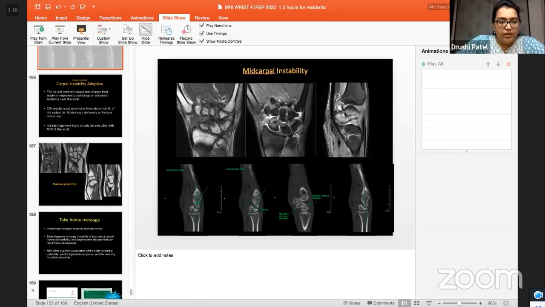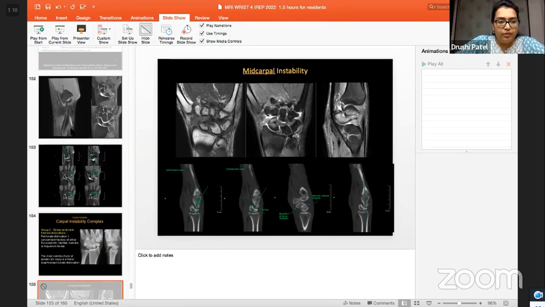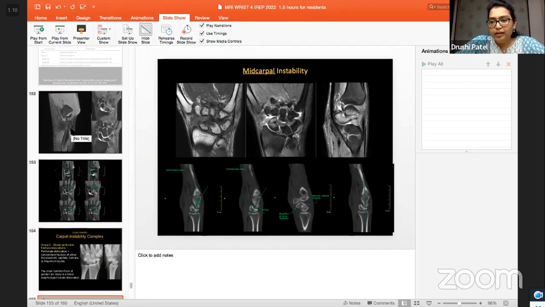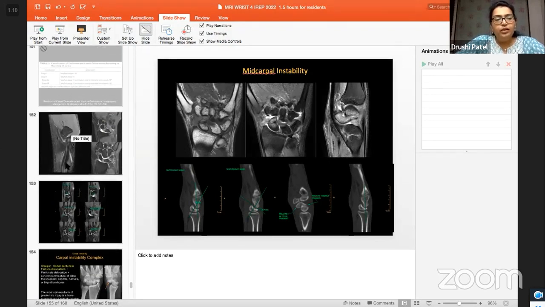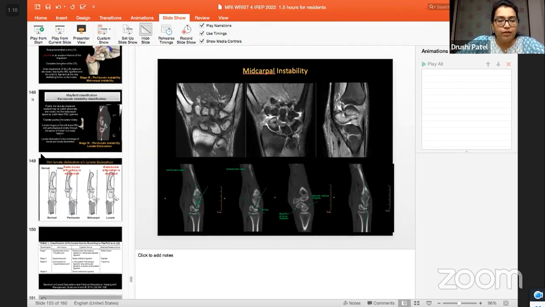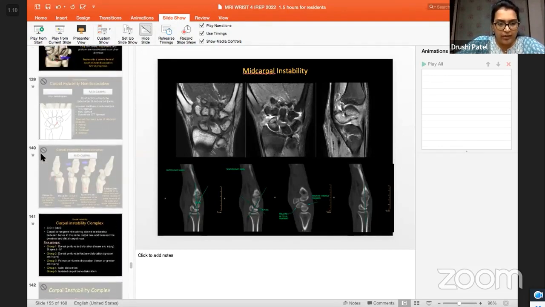So easiest way is to identify the first eyeballing, looking at whether your radius, distal radius, lunate, and capitate are in alignment or not, and the angle of the scaphoid. Then if it seems to be abnormal, you measure the scapholunate and the capitolunate angles.